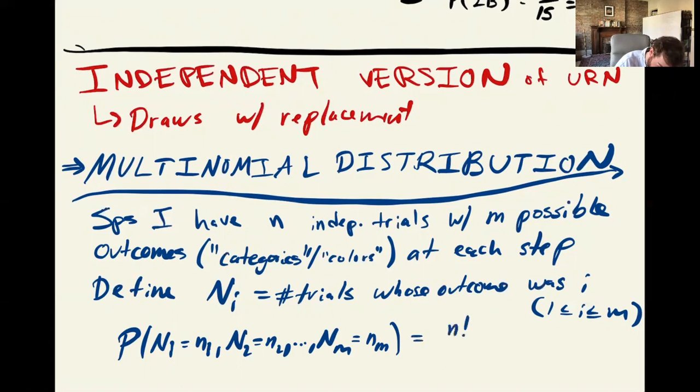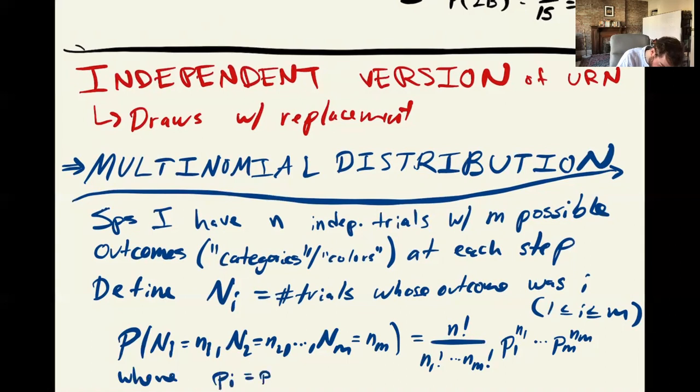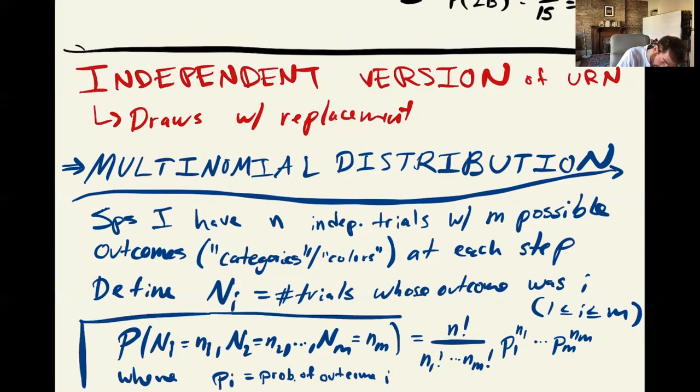So it'll be n factorial divided by n sub 1 factorial on down through n sub m factorial, times p1 to the n1 up through pm to the nm, where p sub i equals the probability of outcome i. So let me just go ahead and put a big box around that.